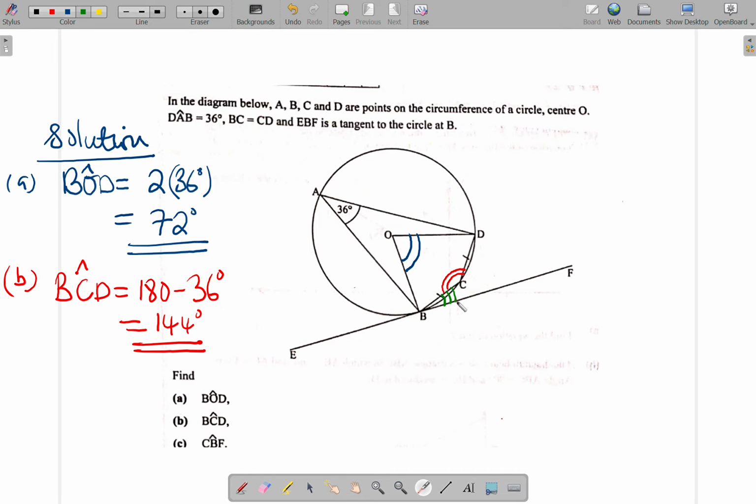Let's just clear this so that we can work nicely. Now here we simply say, okay, I know that this is my 72 there. I have 72 here, and I can use the tangent properties to find what I have been told to find, which is angle CBF.